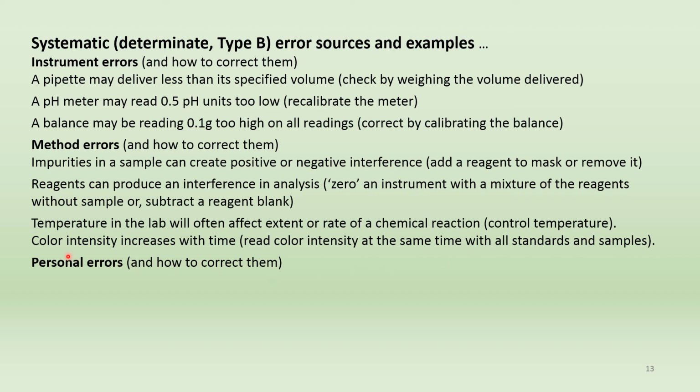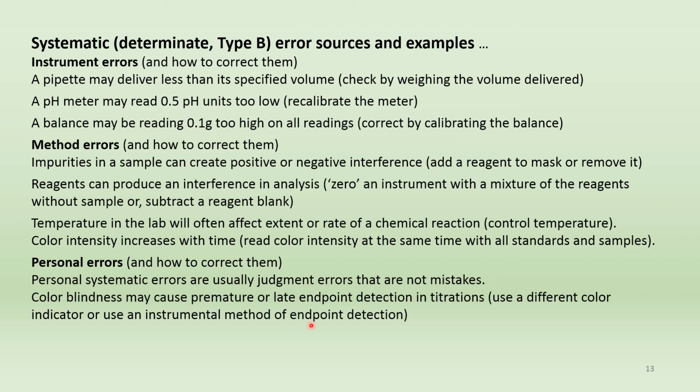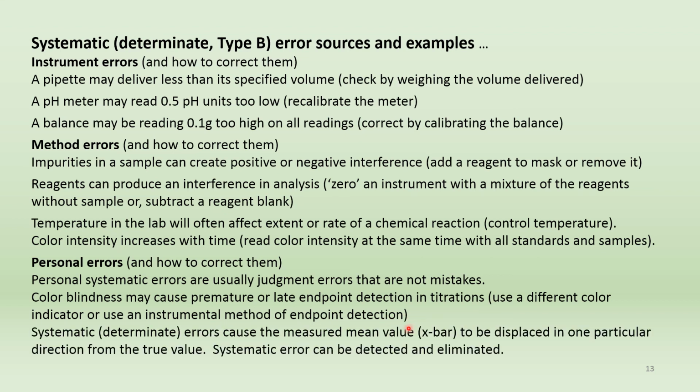Another example is that the color intensity of spectrophotometric methods often increases with time. So the solution is to read color intensity at the same time with all standards and samples. How about some examples of personal systematic errors? Well, they are usually judgment errors, not considered mistakes. Color blindness may cause premature or late endpoint detection in titrations. Solution, well, how about using a different color indicator, or perhaps use an instrumental method of endpoint detection.